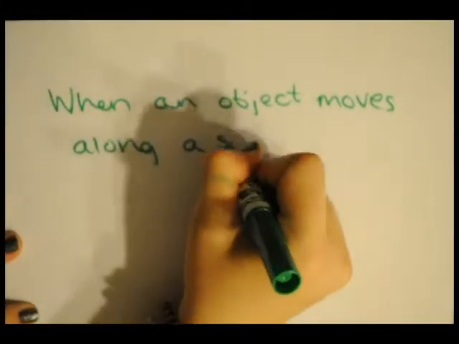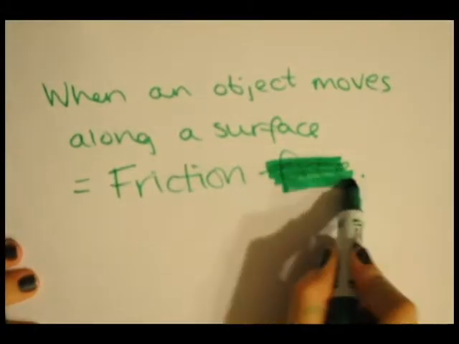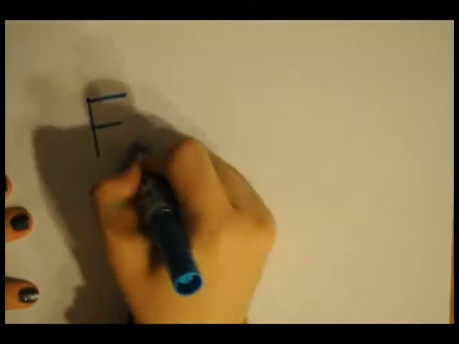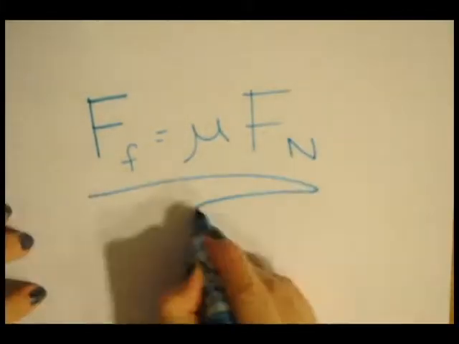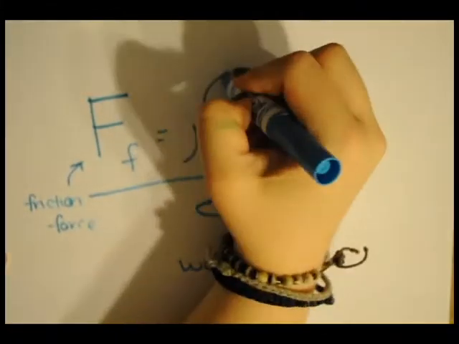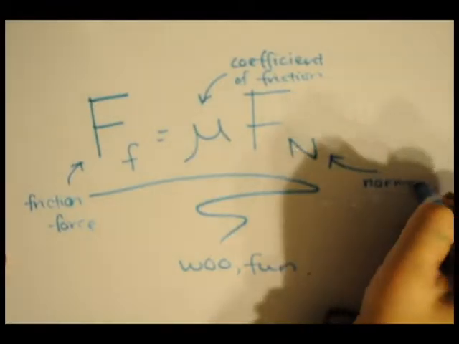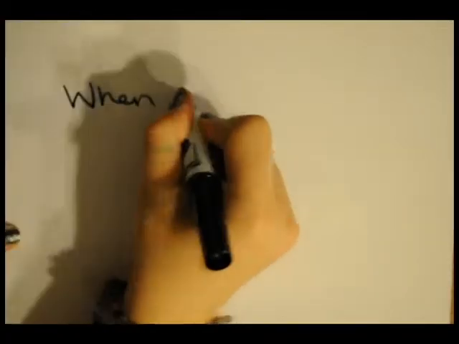Frictional force is when an object moves along a surface that has some kind of rough area. When dealing with friction force, always remember the fun equation. Friction force equals the coefficient of friction times the normal force. Tension force is when something is being pulled or suspended by.